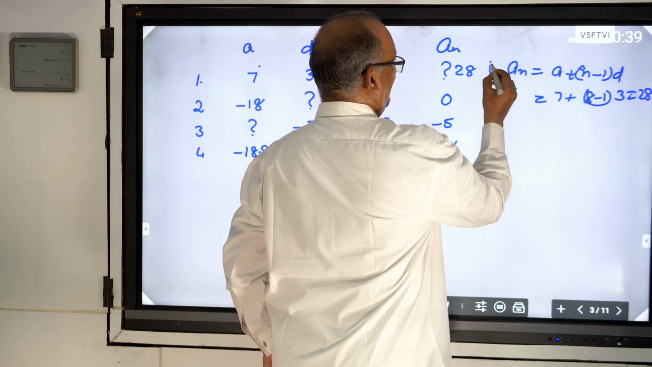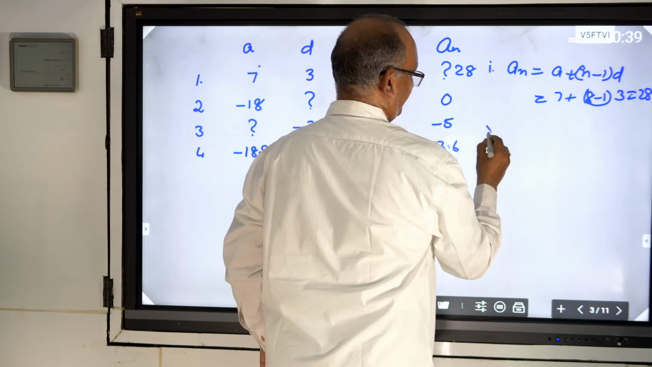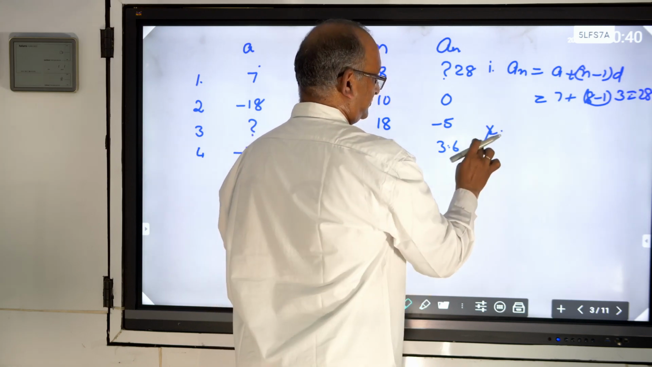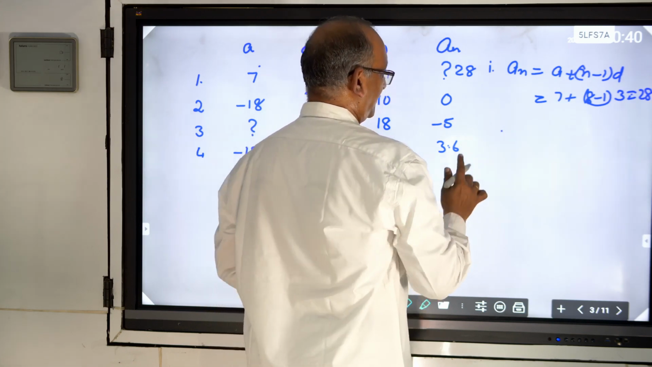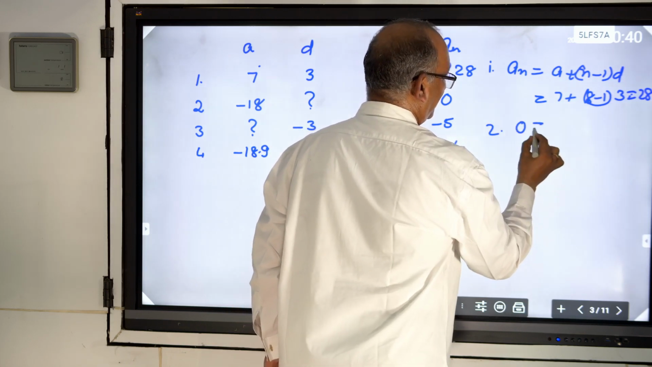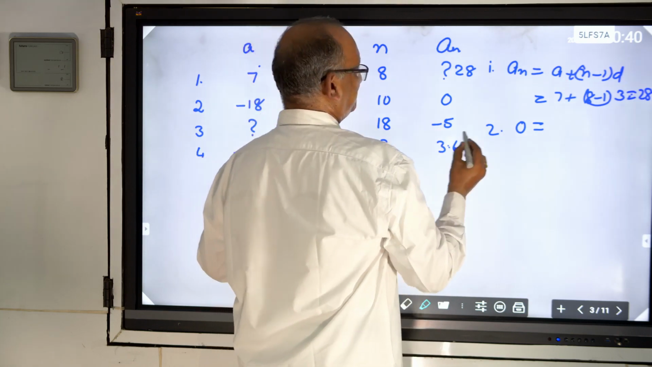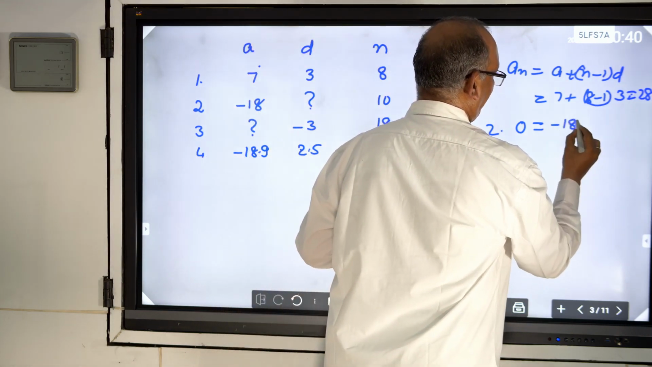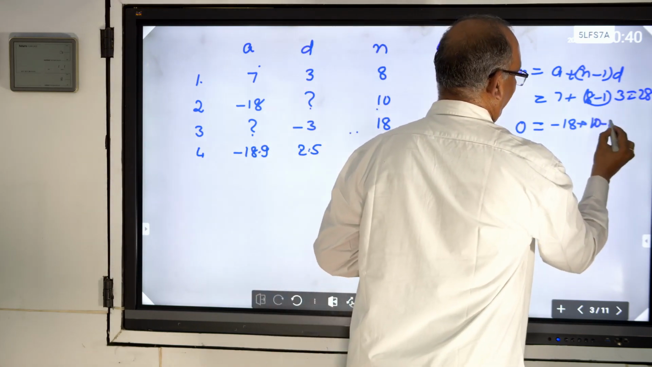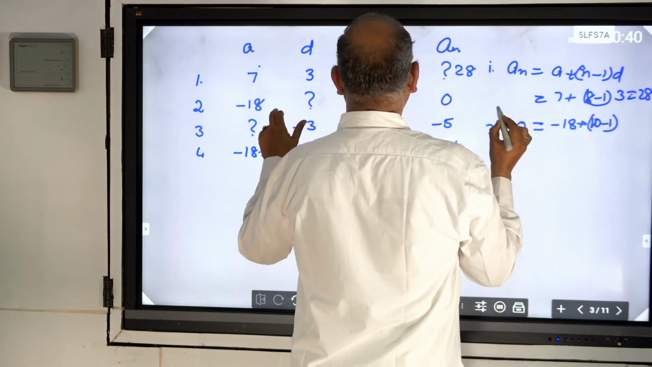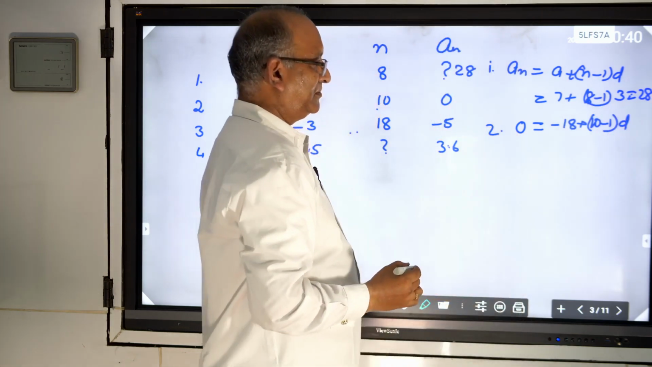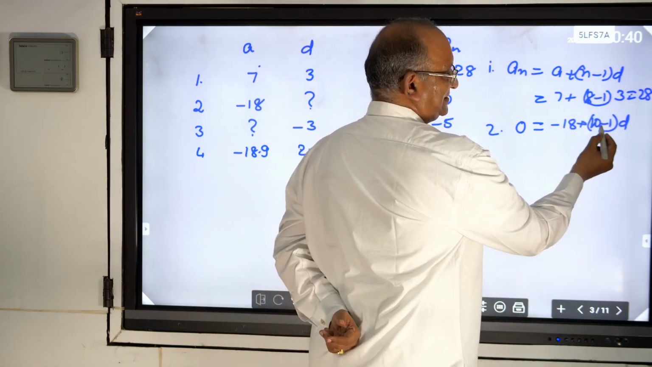So, for the second problem, an is 0, equal to a. A is minus 18 plus number of terms are 10. 10 minus 1 into d, D we want to find out. 10 minus 1 is 9, 9d.